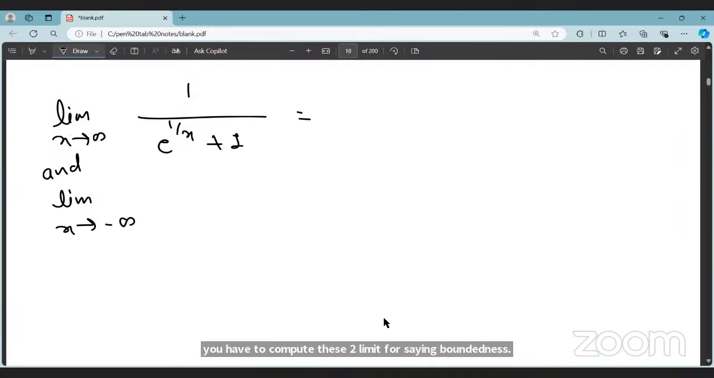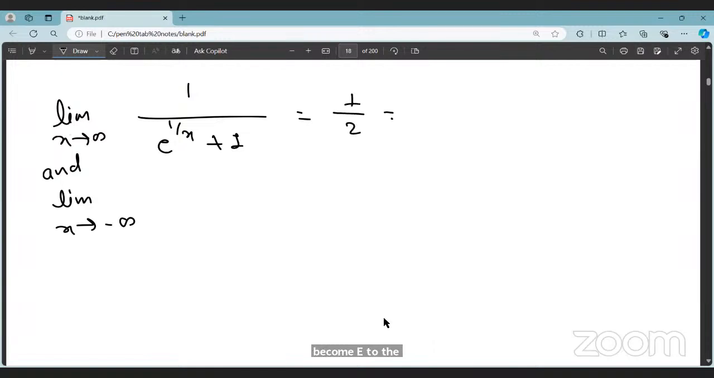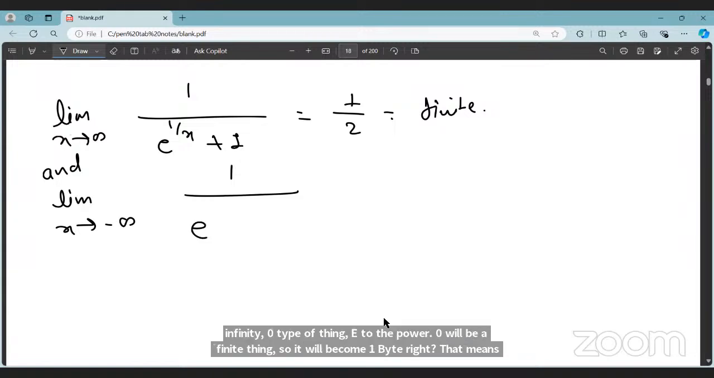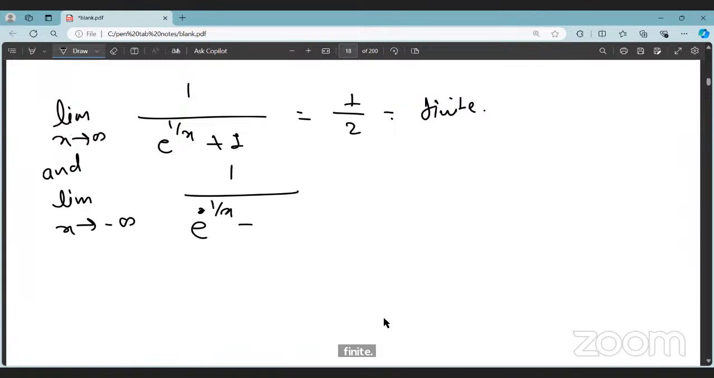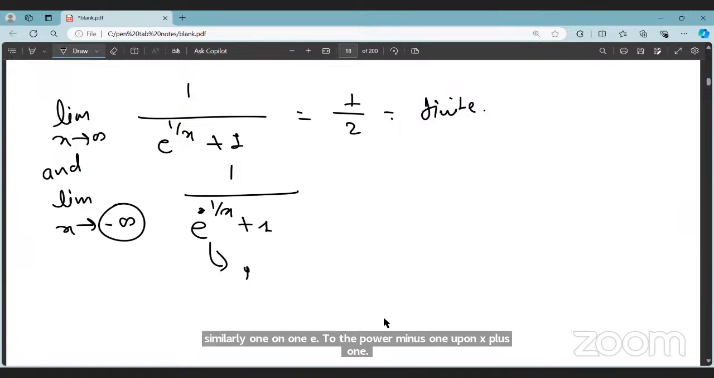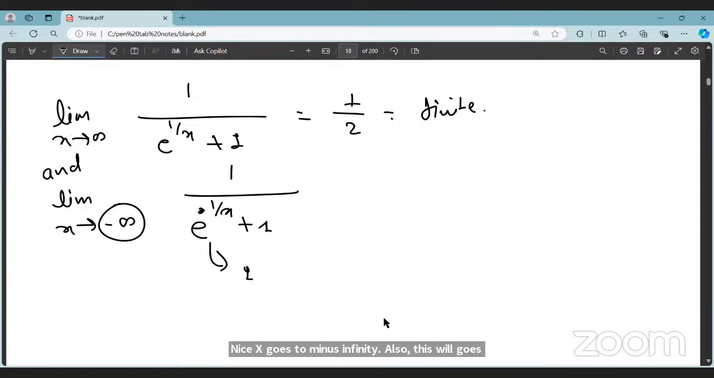Because as x goes to infinity, this will become e to the power 0, since 1 by infinity is 0. E to the power 0 will be a finite thing, so it will become 1 by 2, right? That means finite. Similarly, for 1 upon e to the power minus 1 upon x plus 1, as x goes to minus infinity also, this will go to 1, because e to the power minus x is there. So again the whole thing will go to 1 by 2.